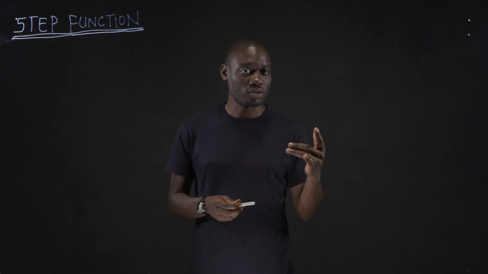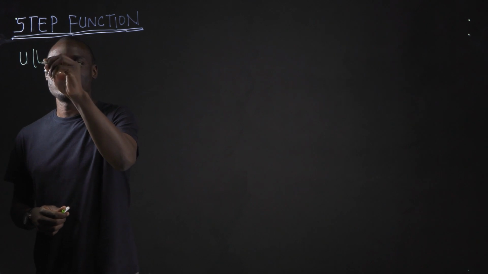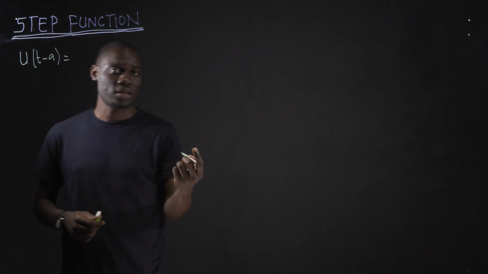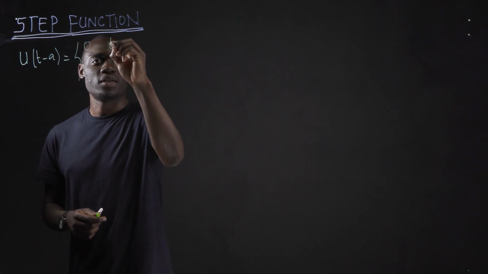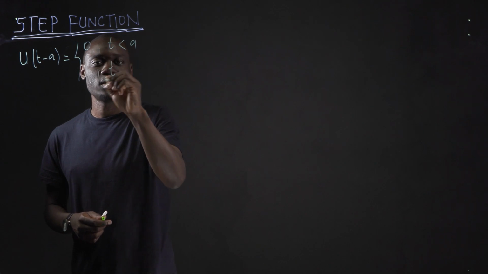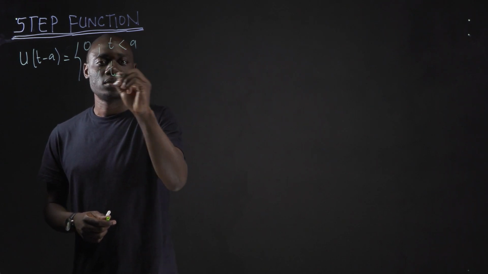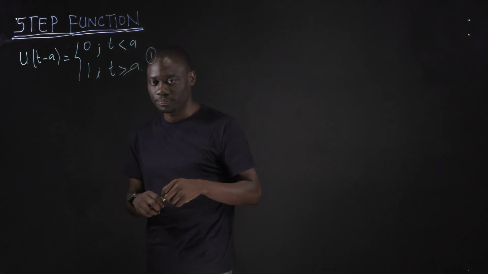Regarding the unit step function, remember that in the previous video, we said that a unit step function u(t minus a), for a given number a, is defined as 0 if t is less than a and 1 if t is superior or equal to a. Let's call this equation 1.